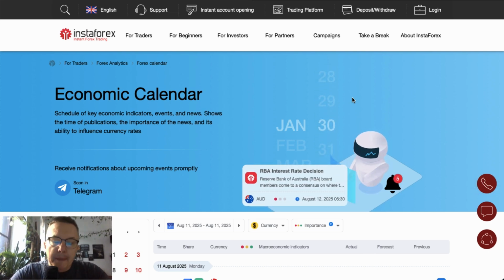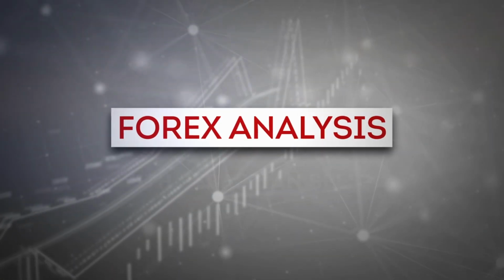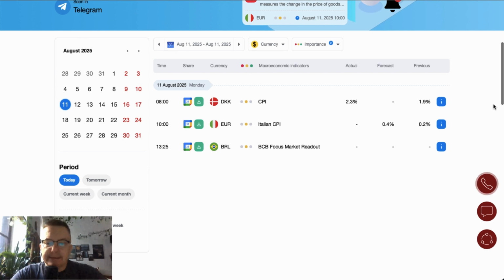Today is Monday, August 11th, 2025. Let's take a look at the economic calendar for today. And that's about it. Almost no events for today, which are at least medium or high importance.